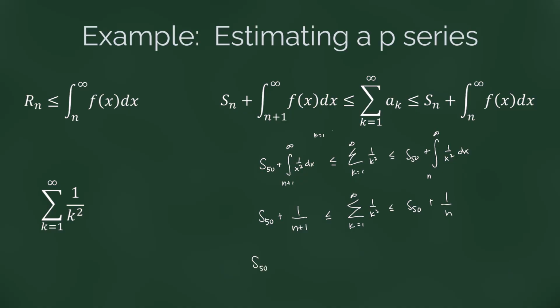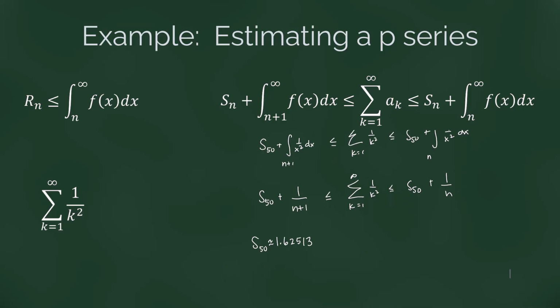We need a calculator to get an estimate of s sub 50, but plugging that into a calculator shows us that this is about 1.62513. I'm rounding, so I'm going to change that to approximately, which means that what we see here is that 1.62513 plus 1/51 is less than or equal to the sum, which is going to be less than 1.62513 plus 1/50.